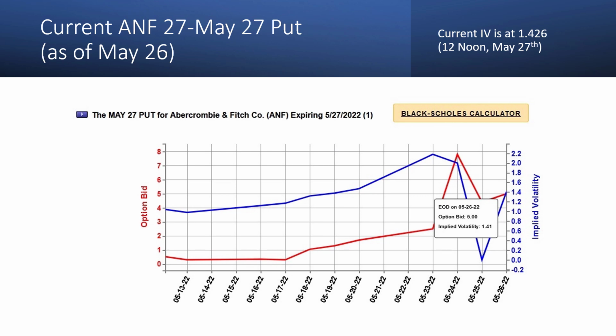Right after the earnings, the stock plummeted 30%. IV still held relatively because of the decline, and this put would have been extraordinarily profitable, even though 2 days later, the implied volatility is down to 1.4. This was on May 27th at around 12 noon. It lost almost 50% of its implied volatility. But because of the movement in that case, it would have been a very profitable position with a 30% decline.